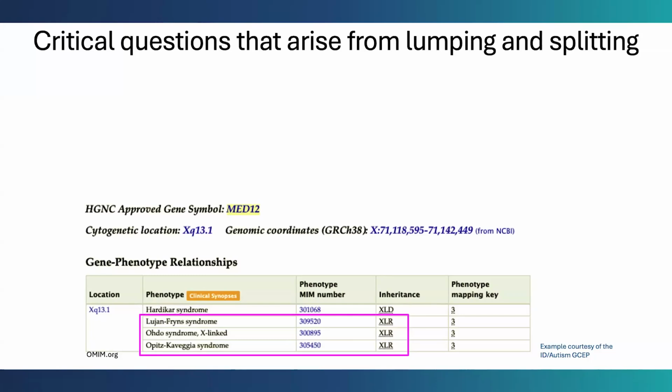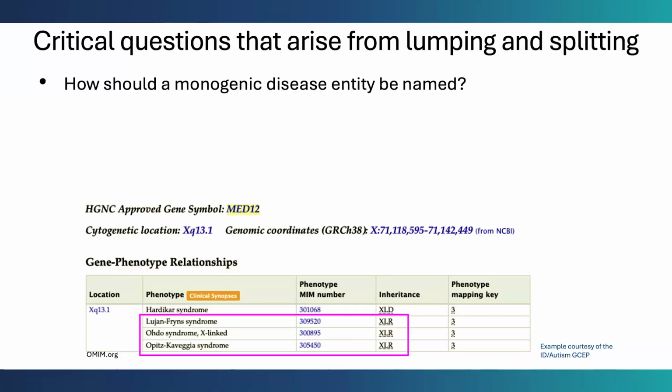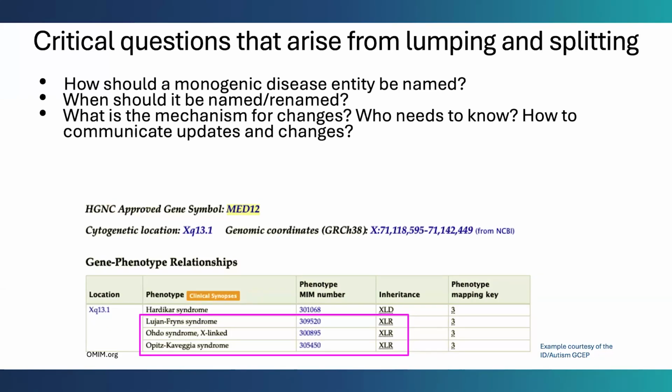So they are lumped. But what do you call it? Do we call it Lujan-Fryns syndrome? Do we call it Lujan-Fryns Opitz-Kaveggia syndrome? We're really starting to get a mouthful here. What do we need to do to reflect what this disease entity is accurately? So out of our lumping and splitting process came a lot of other questions that needed guidance. How should we name monogenic diseases? When should we name them? And some of them, if they have a name, should we consider renaming them? If we're naming new ones, should they be consistent with other ones that may already be fine, that we don't want to lump or split, but we still want to maybe update that name? And how do we do that? Who needs to know? And how do we communicate those updates and changes?